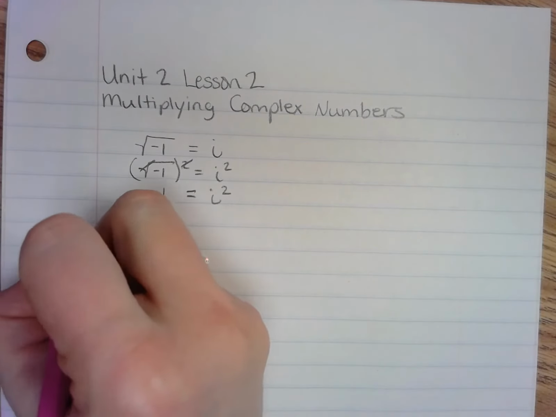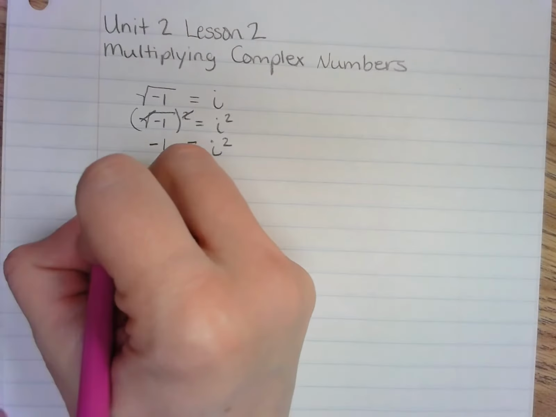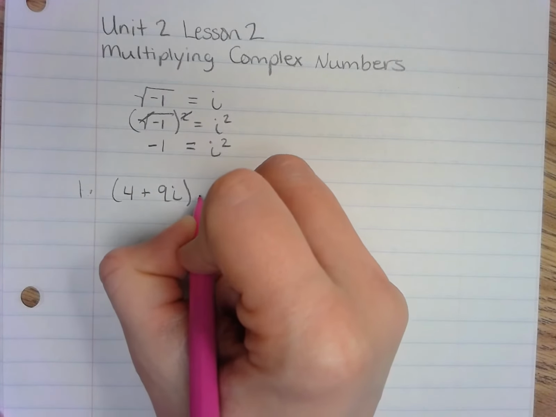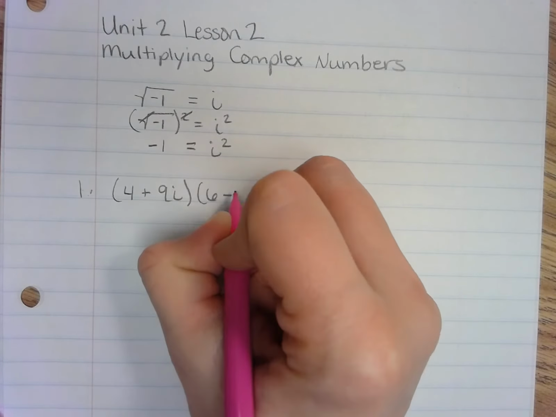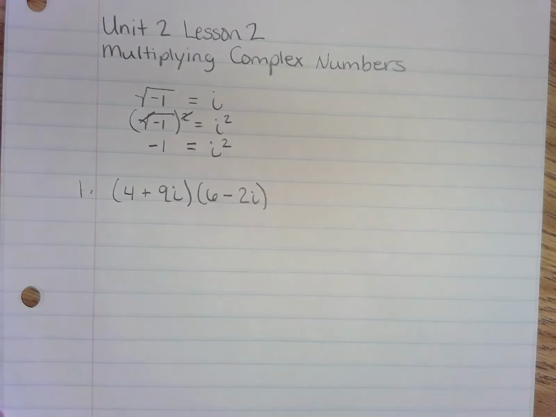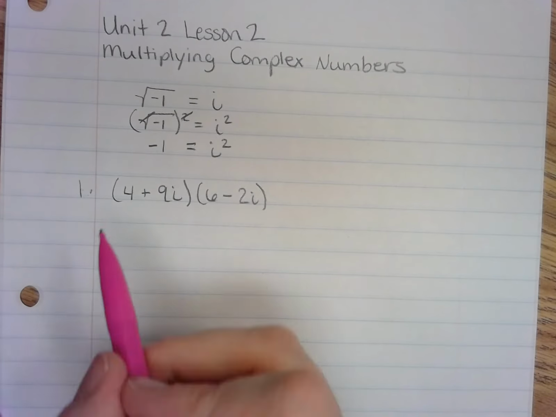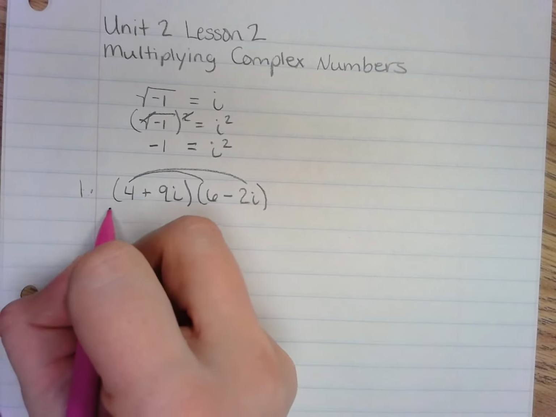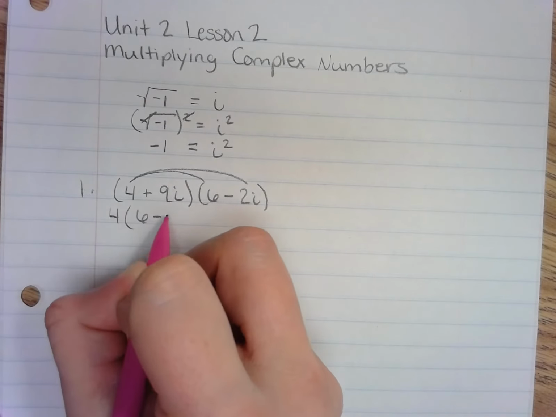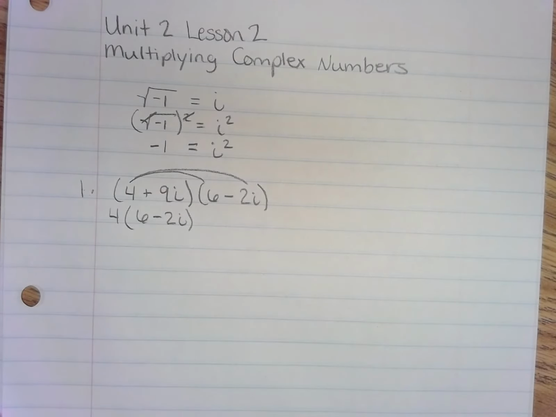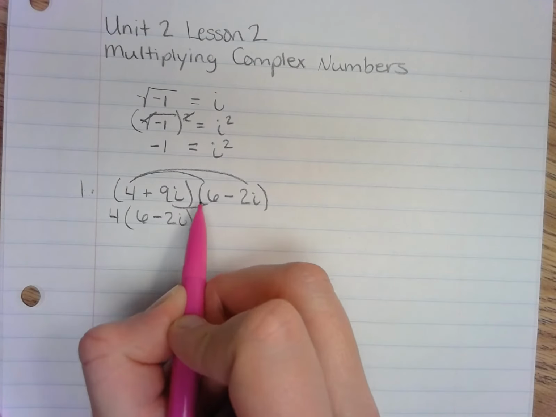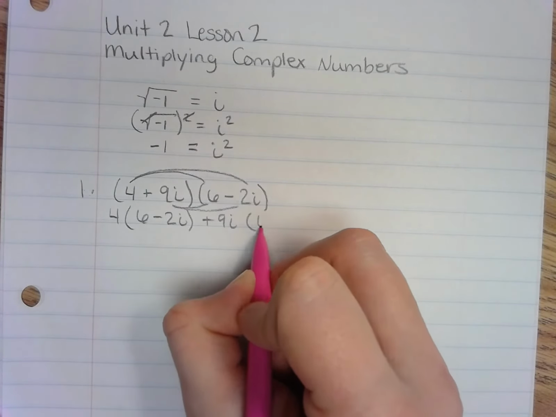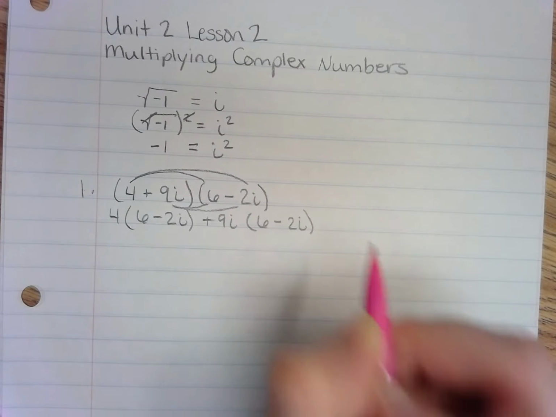Let's see our first one here. We have 4 plus 9i, and we're going to multiply that with 6 minus 2i. So let's first set up the distributive property. We're going to distribute the 4 to both of the terms in the second parentheses. So write 4 times 6 minus 2i. And then we're going to multiply the 9i times both terms in the second parentheses. So positive 9i times the 6 minus 2i.